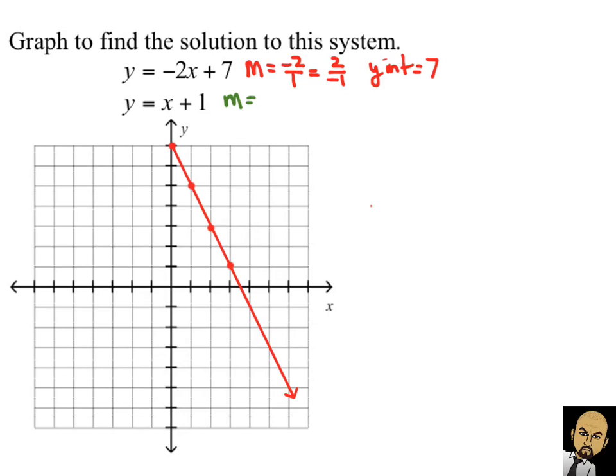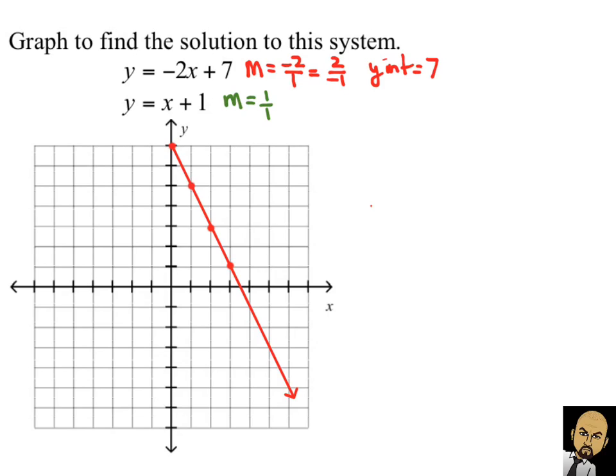Now let's go ahead and graph the second equation. The second equation, the slope is 1. So the rise is positive 1 and the run is positive 1. Now before I even do anything, I'm going to make a prediction. This line has a slope that is positive, so this line should go up. And since the y-intercept is positive 1, it should go upward and hit the y-axis at positive 1.